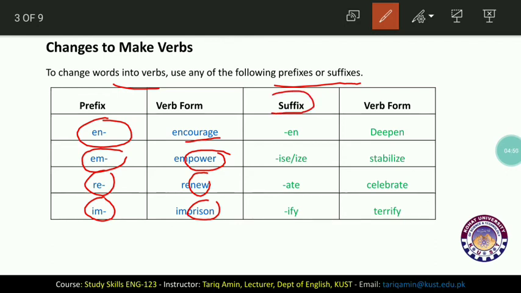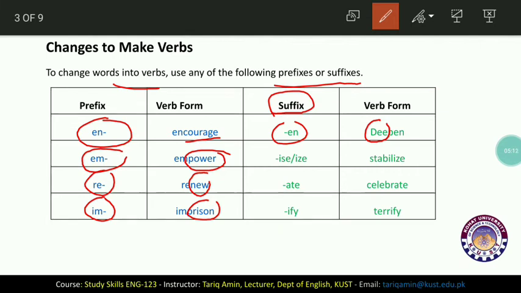A suffix is a morpheme that is attached to the end of a word. Let's discuss suffixes. En: deep is a word. When we add this suffix en to the end of the word deep, it becomes deepen, and deepen is actually a verb. Another example is stabilize.